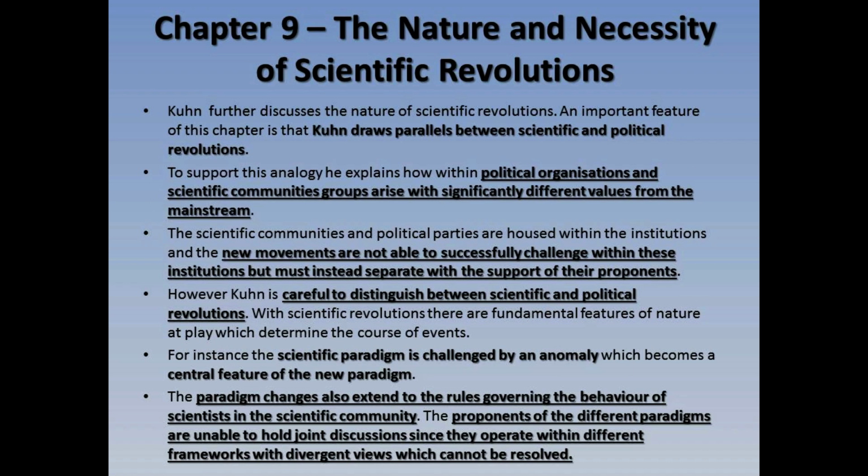In Chapter 9, The Nature and Necessity of Scientific Revolutions, Kuhn draws parallels between scientific and political revolutions. He says that in both cases, communities with different values from the mainstream are unable to challenge within existing institutions and must separate out in order to do so. He is careful, however, to distinguish the two, as scientific revolutions are driven by anomalies. He also notes that the proponents of different paradigms are unable to hold joint discussions as they operate within different frameworks, with divergent views that cannot be resolved.